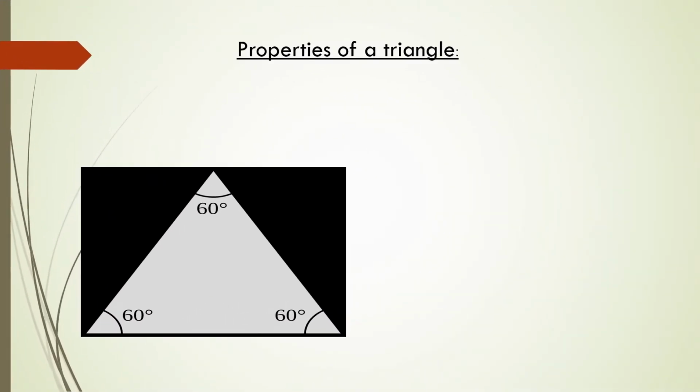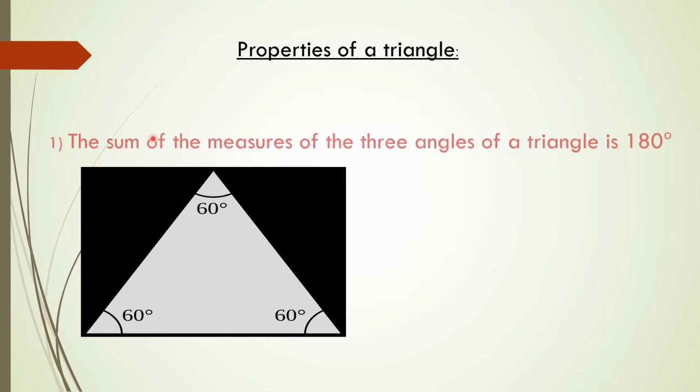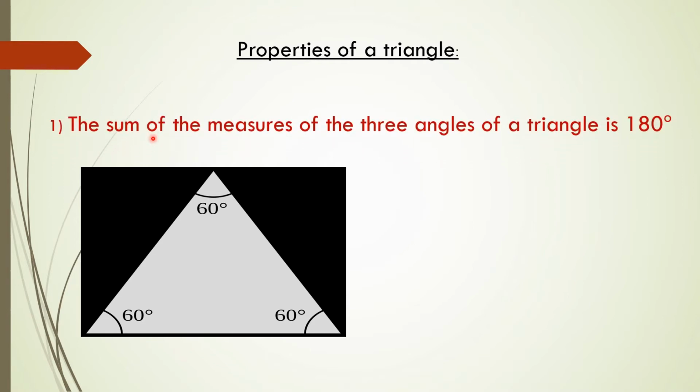These are the properties of a triangle. First property: the sum of the measures of the three angles of a triangle is 180 degrees. In triangle ABC, angle A plus angle B plus angle C is equal to 180 degrees.